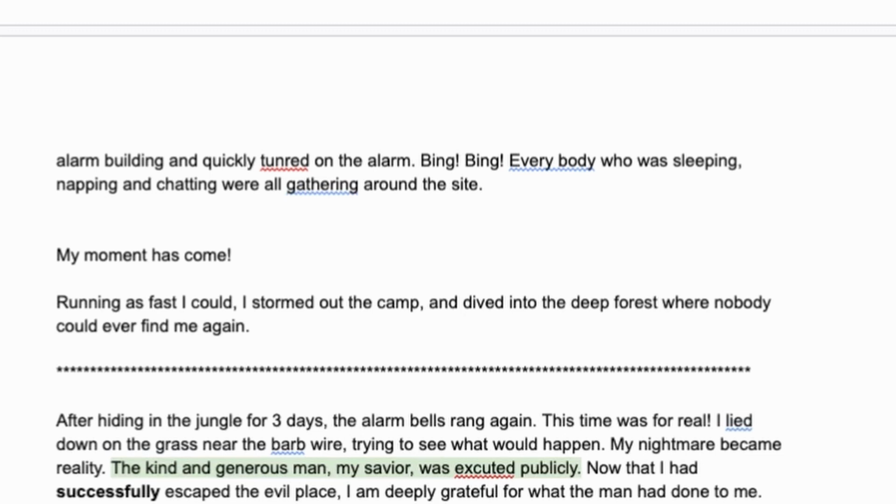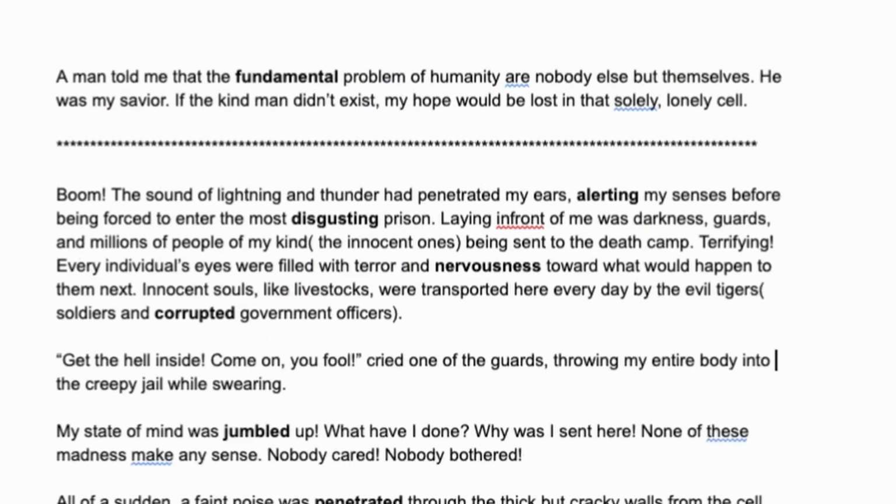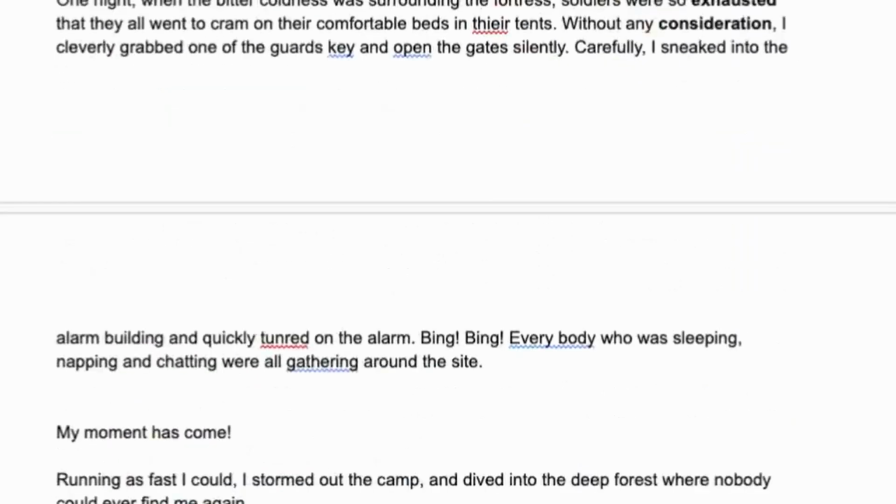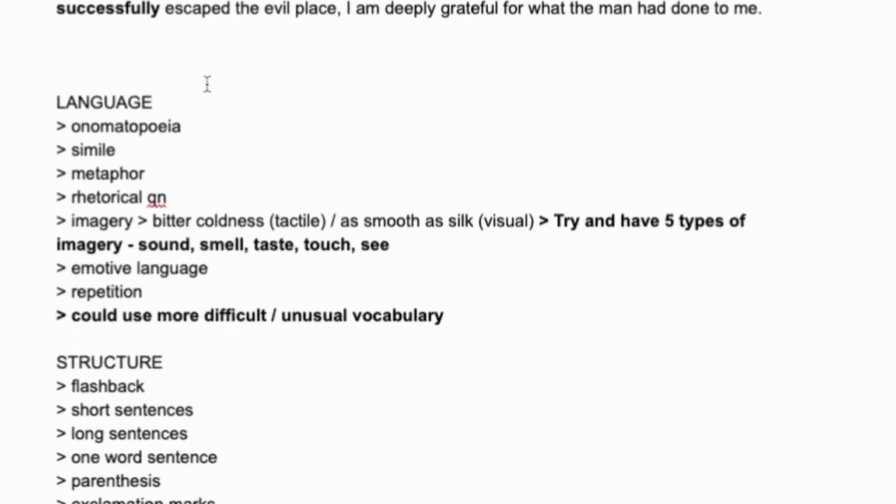Good. So hopefully you've read through that story. It's very dynamic and exciting. Things that you might think are really brilliant about it, if we have a look at my notes, there's a lot of techniques being used: onomatopoeia, simile, metaphor, rhetorical question, a range of imagery, emotive language. It's very emotional and dramatic, with quite a lot of repetition.